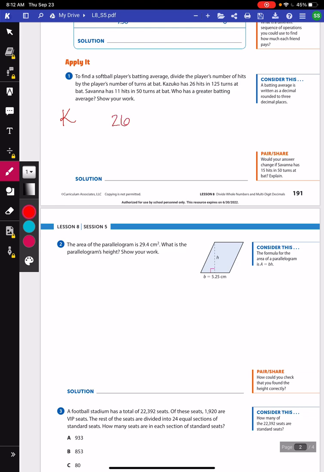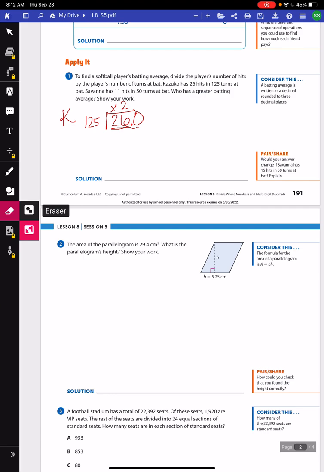26 hits divided by 125. Well, can 2 answer the door? No. Can 26 answer the door? No. So I have to add a decimal and a 0. Now, can 260 answer the door? Yes. So I'm going to add a 2. Oh, nope. That's wrong. I'm going to add my 2 here. I'm going to go ahead and bring up my decimal so I don't lose it.